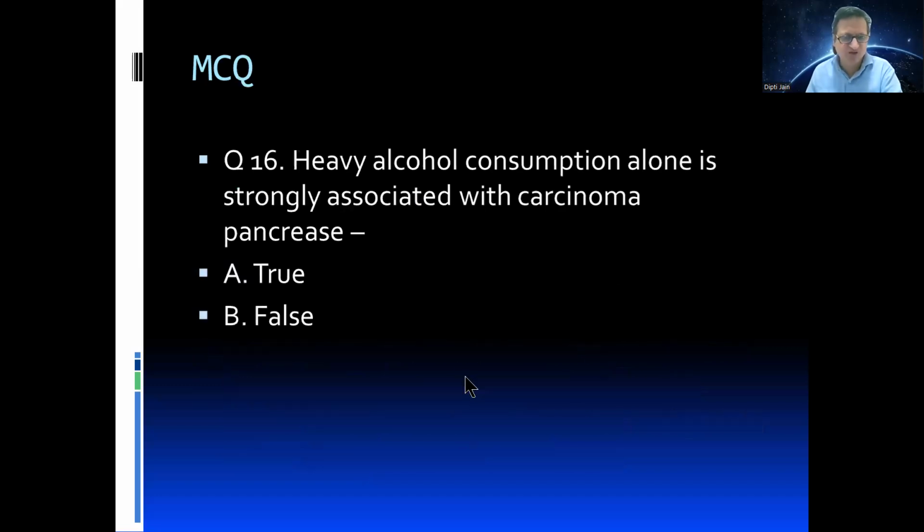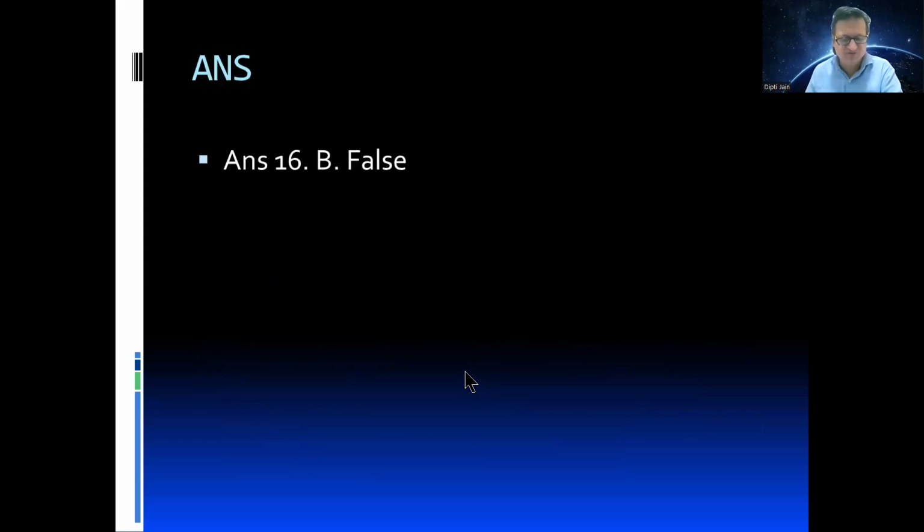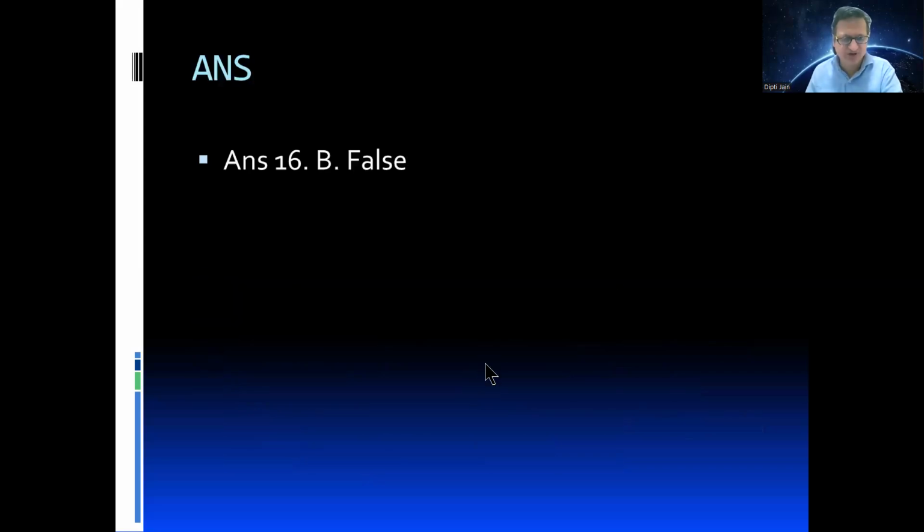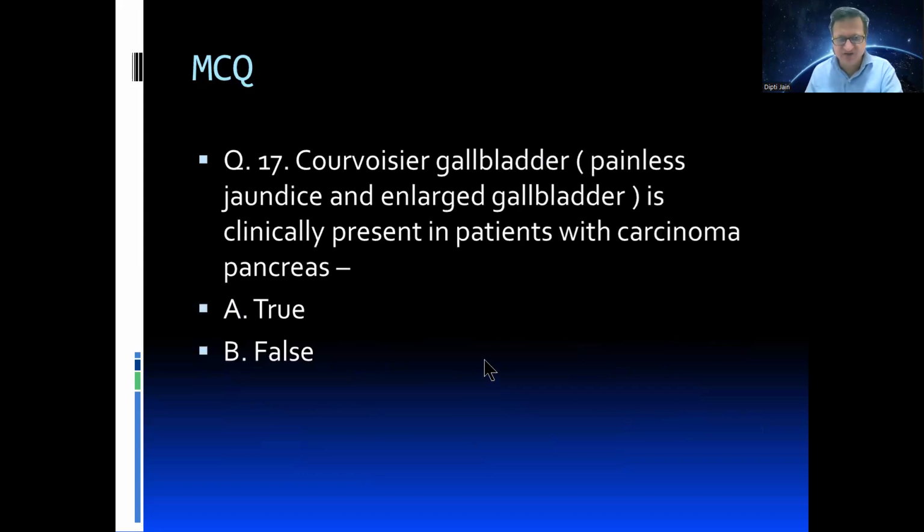Heavy alcohol consumption alone is strongly associated with the carcinoma pancreas. Is it true or false? So it is false. Alcohol is not related to the carcinoma pancreas. Courvoisier gallbladder, that is painless jaundice and enlarged gallbladder, is clinically present in the patient with the carcinoma pancreas. This is true or false? Yes, it is true. It is the painless palpable gallbladder seen in the carcinoma pancreas.